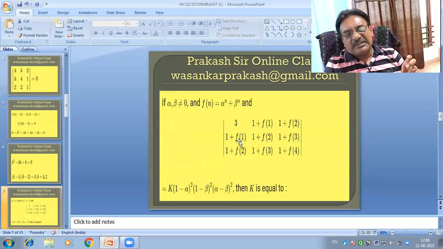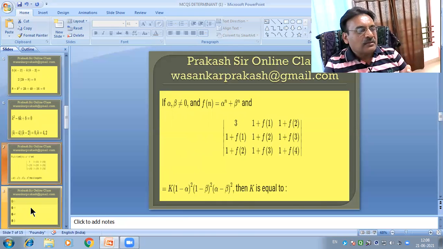Second row contains 1 plus f of 1, 1 plus f of 2, 1 plus f of 3. Third row contains 1 plus f of 2, 1 plus f of 3, 1 plus f of 4, which equals k times the bracket (1 minus alpha) whole square, (1 minus beta) whole square, (1 minus alpha minus beta) whole square. Then the value of k is, and here options are given.